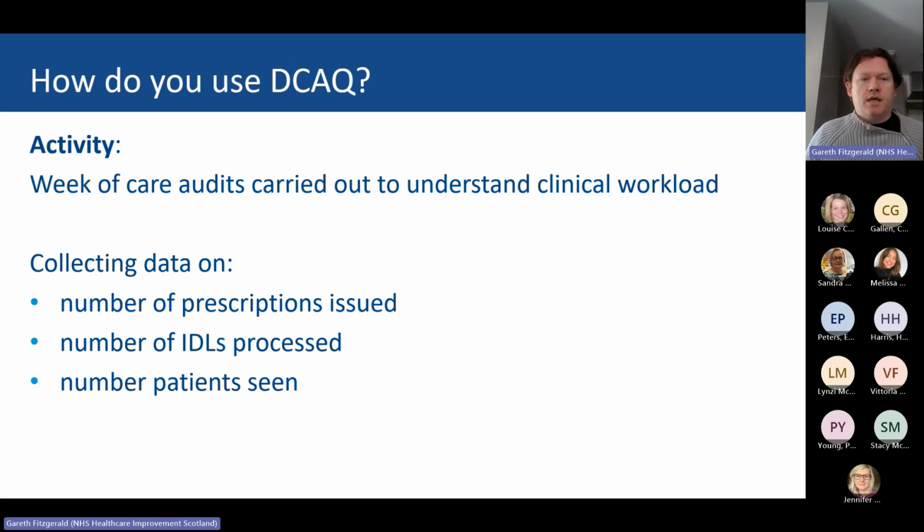So, activity. A key example would be week of care audits carried out, understanding clinical workload. As I mentioned way back in the other slides, the activity is often the easiest part to measure because we're looking at the actual activity that's being done, data on the number of patients seen, prescriptions. There's the number of IDLs processed. There may be variation in who is processing the IDLs. Some of it may be done remotely at a hub, and some of it may be done in practice by the clinicians. All of it is activity, but it can be activity done by different members of the team.